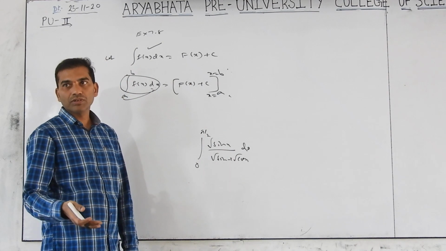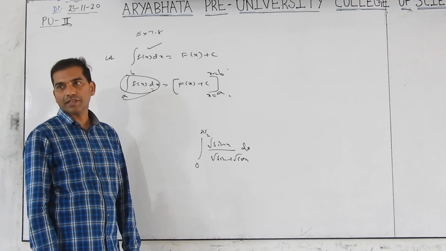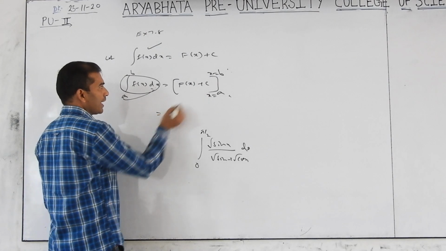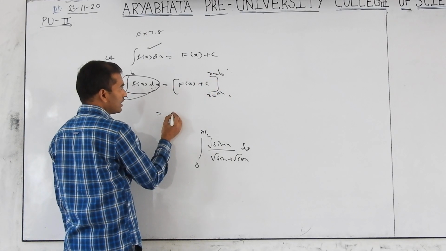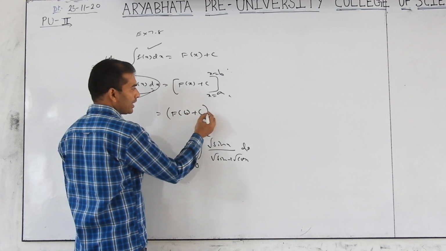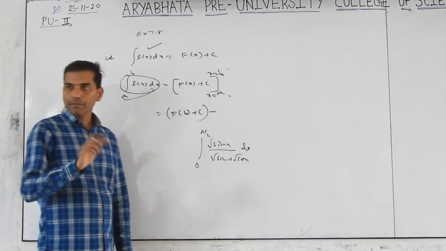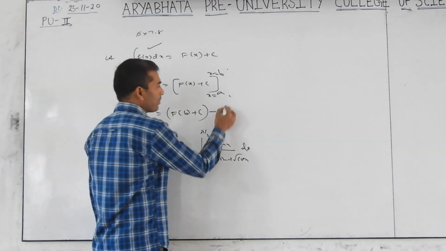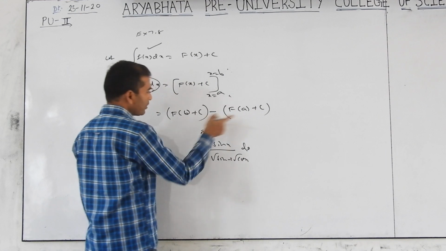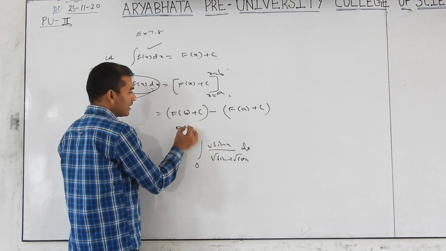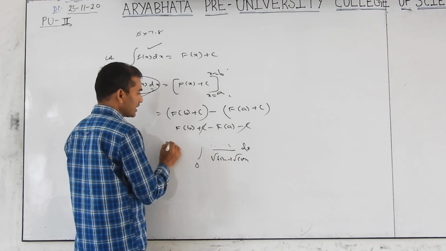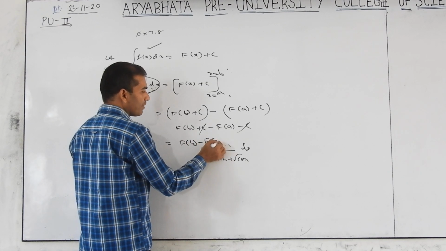With respect to x, so those upper limit and lower limit should be in terms of x only. First we should apply the upper limit: x replaced by b, so F of b plus c. Finish upper limit. After applying the upper limit, put minus. Next apply the lower limit: x replaced by a, F of a plus c. When you split this, the c terms get cancelled. So what is the answer here? F of b minus F of a.